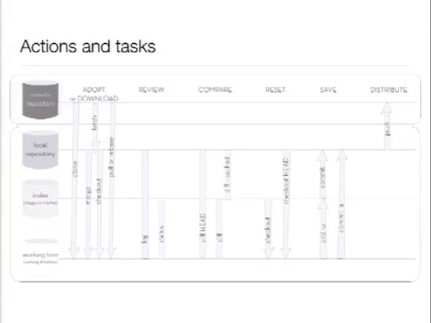So when you're working in Git, you've got a series of different actions that you're going to perform. You've got the adopt or download actions, you've got review actions, compare actions, reset, save, and distribute. The checkout, branch, and what was the third one? That fork? Okay. So the concepts that you're working with at that point are all take concepts, or adopt or download concepts, right?